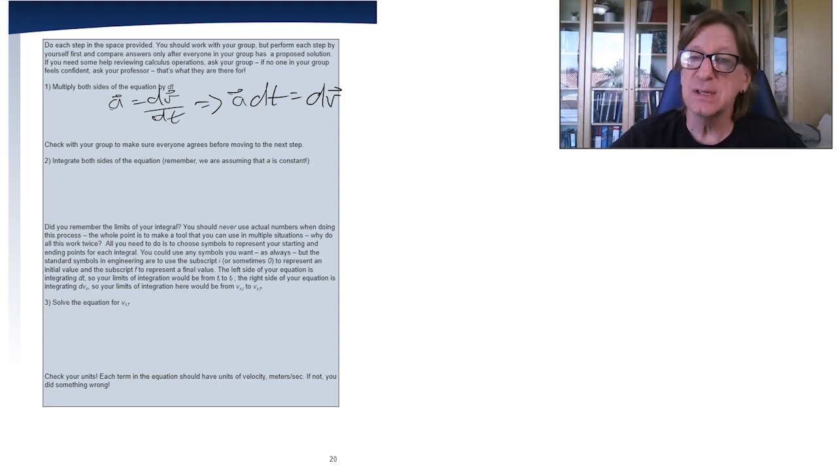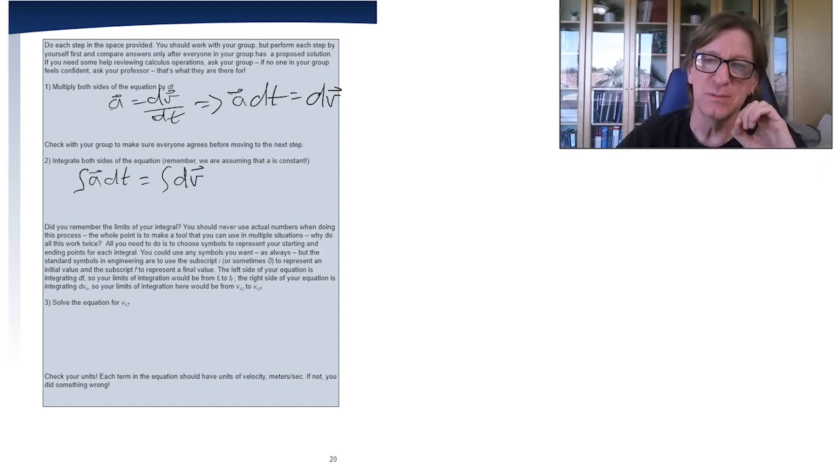All right, so the next thing we want to do, step 2, is integrate both sides of the equation. So that's going to give me the integral of a dt, a is a vector, is equal to the integral of dv. Now, here's where our assumption comes in. We are assuming that a is constant. If a is a function of time, I can't pull that a outside the integral sign. I have to do the integration with it there, and we've done similar things to that before in previous lessons.